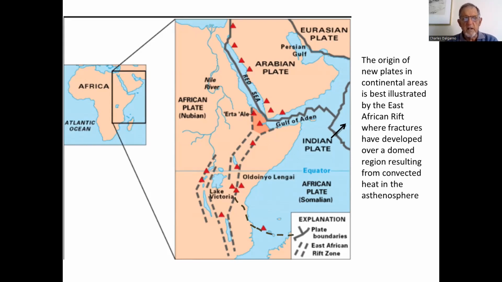It's nevertheless effectively a plate bounded on all sides, that's speaking of the Somali Plate, bounded on all sides by divergent boundaries. There's no subduction involved on that particular plate. The origin of new plates in continental areas is best illustrated by the East African Rift, where fractures have developed over a domed region that results from convected heat in the asthenosphere. So the plates, which are nearly 100 kilometres thick, of course, are rifting and separating.